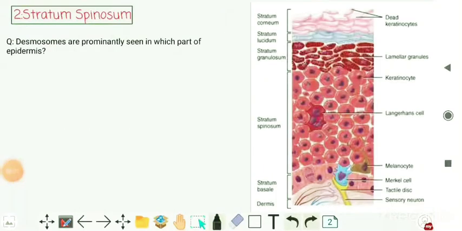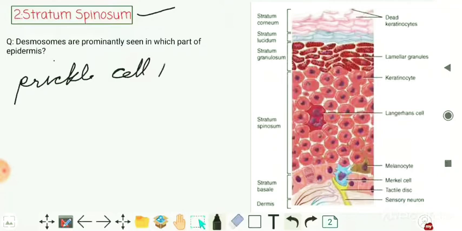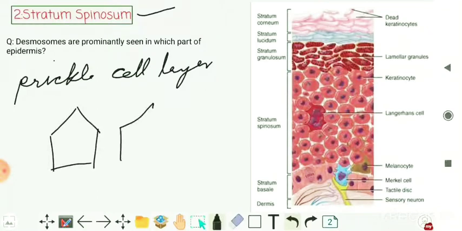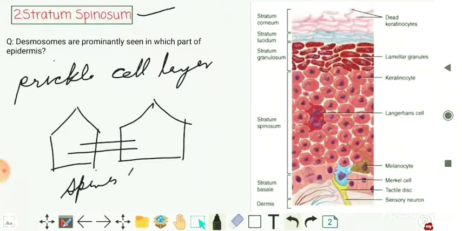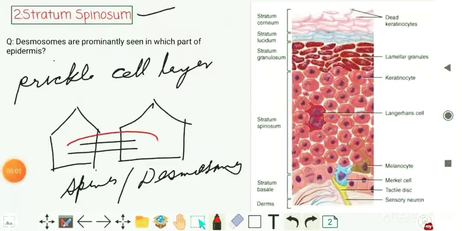Now let's continue with second layer, that is stratum spinosum. Stratum spinosum is also known as prickle cell layer. Why is this name given? Because in between two keratinocytes there are some connections which are called spines or desmosomes. Now these desmosomes help in the attachment of two keratinocytes.